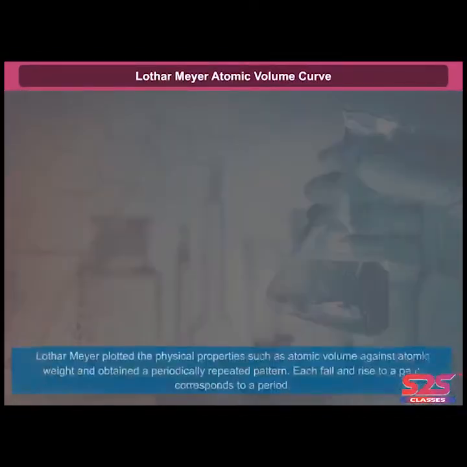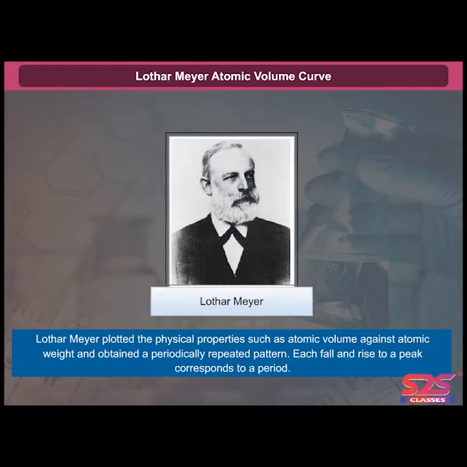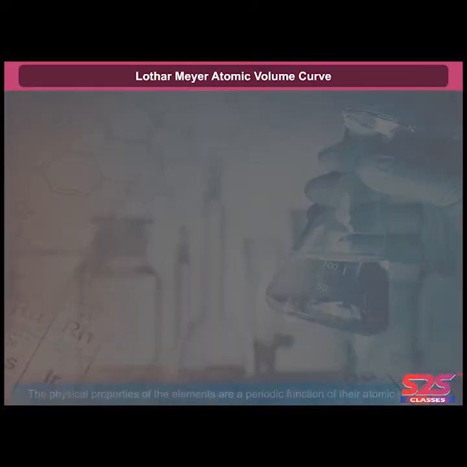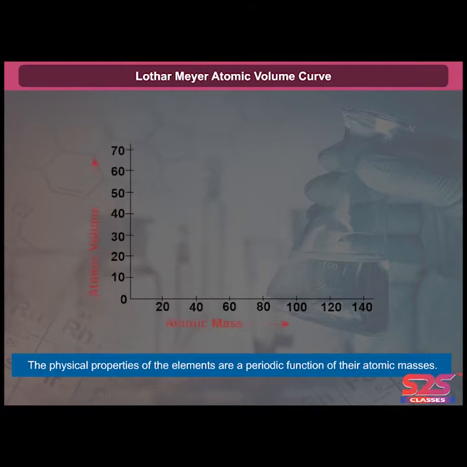Lothar Meyer atomic volume curve. Lothar Meyer plotted physical properties such as atomic volume against atomic weight and obtained a periodically repeated pattern. Each fall and rise to a peak corresponds to a period. On the basis of his observations, Lothar Meyer proposed that the physical properties of the elements are a periodic function of their atomic masses.